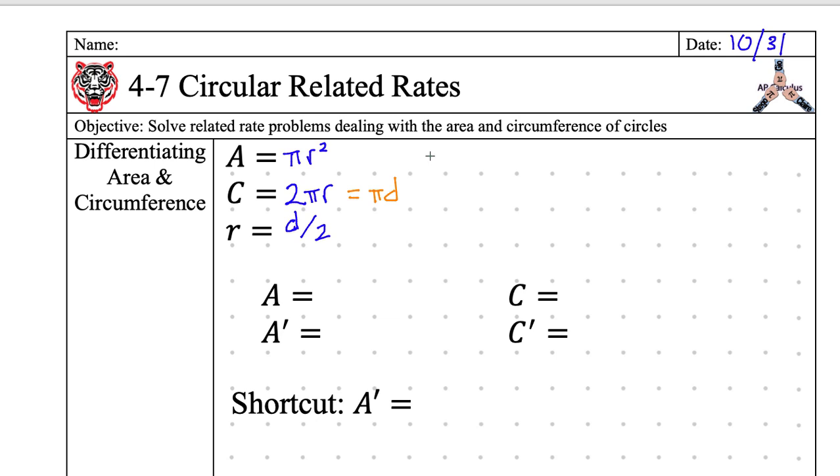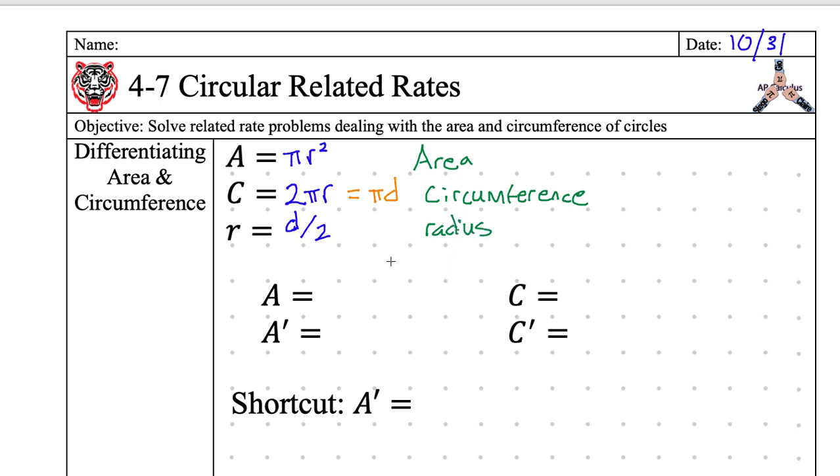Just make sure that you know that A stands for area. It's pretty straightforward. This is area, this is circumference, and R stands for radius. All right, we know what all those letters mean.